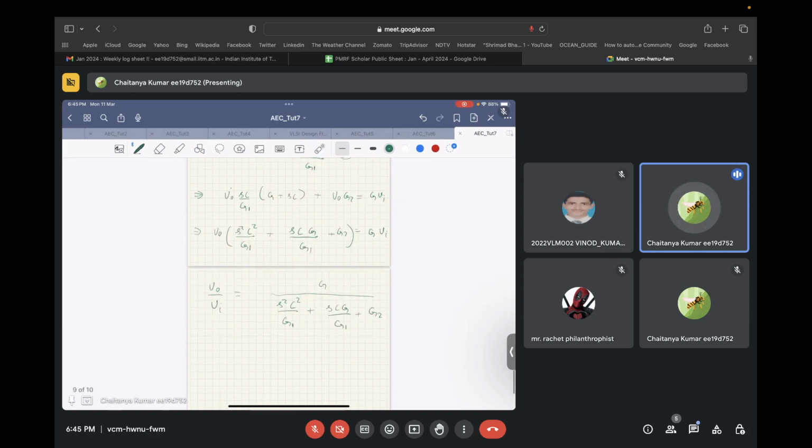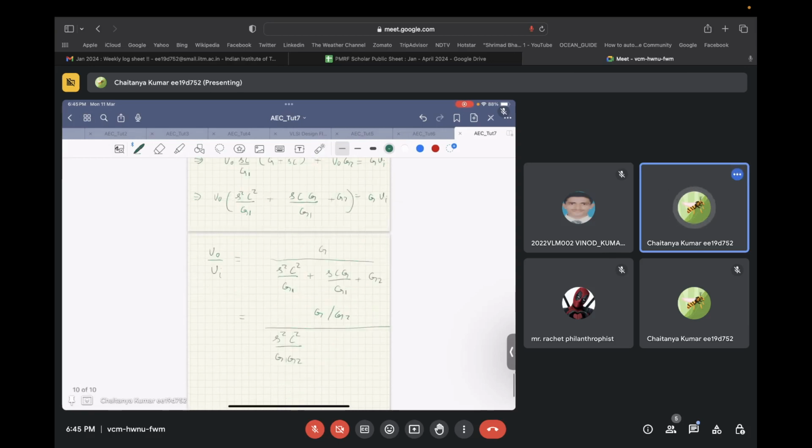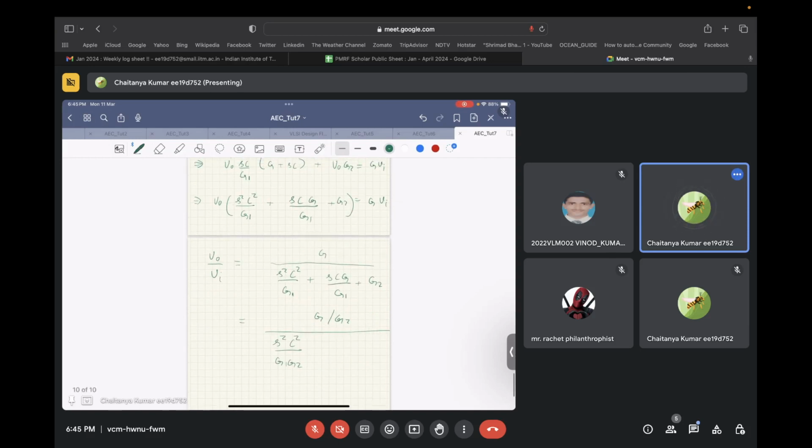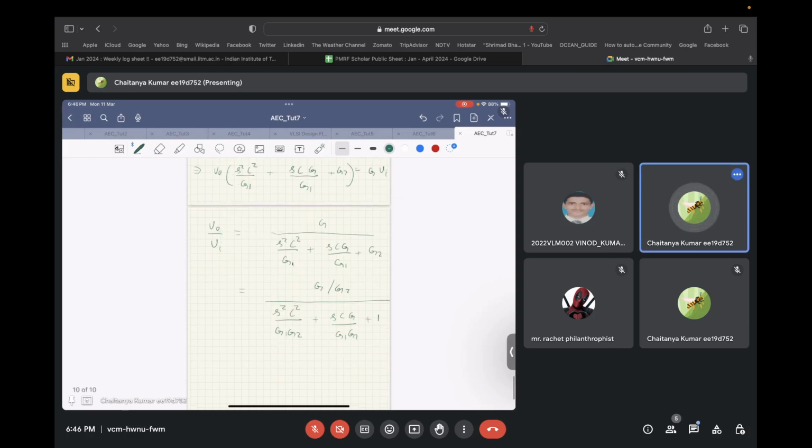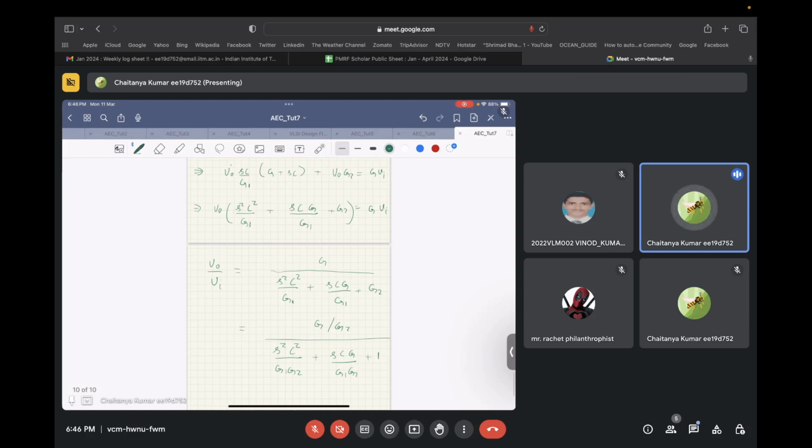So G2 we can take out as common. So in that case, G by G2 divided by S square C square by G1 G2 plus SCG upon G1 G2 plus 1. So this is basically the final thing that we get. Now, wait a second, is this correct? S square C square by G1 G2, SCG divided by G1 G2.